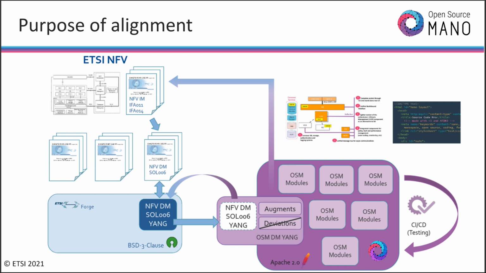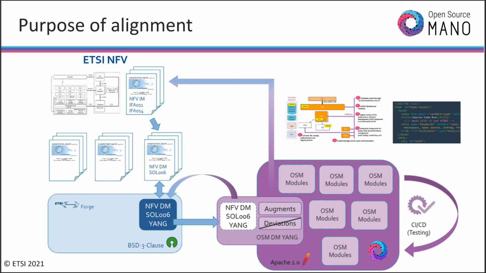So then what the Solution 6 standard does is exactly that. It defines which entities exist within the network function virtualization domain and how they relate. Now, OSM does not only adopt this Solution 6 specification, but it also extends it through a standard YANG augment mechanism. These augments allow the modeling of features that are not yet present in the standard.